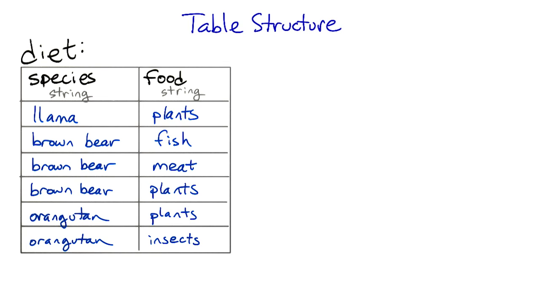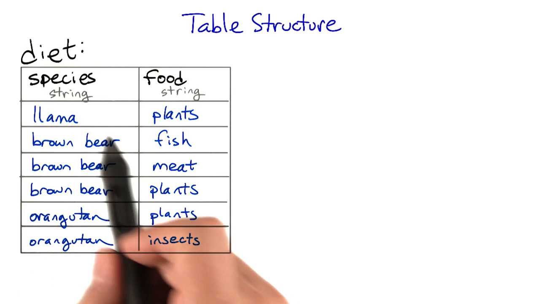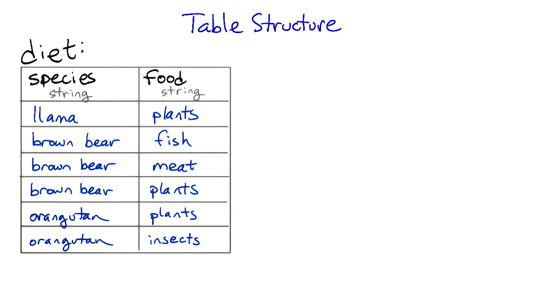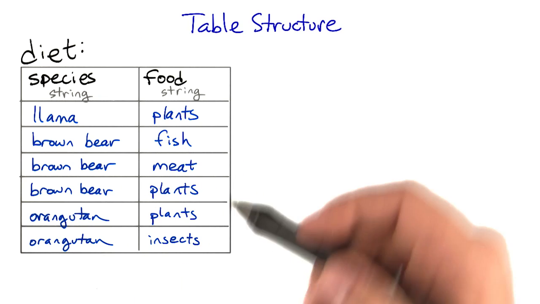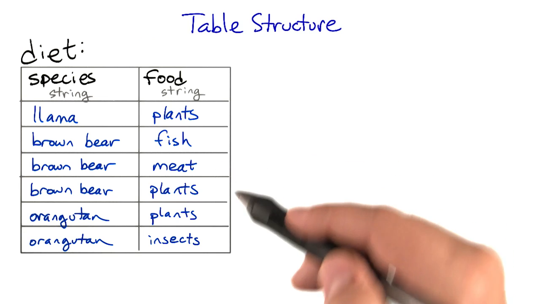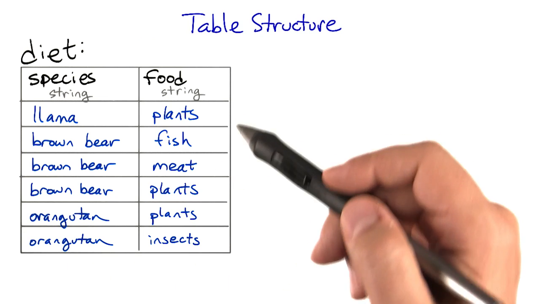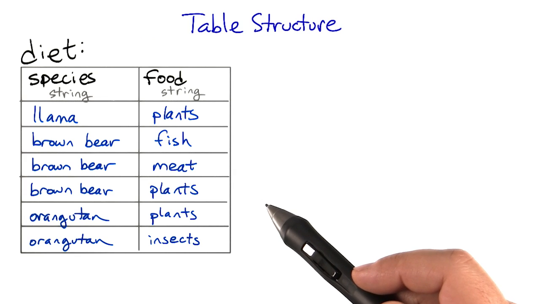This table is about animals and what they eat. Unlike some tables we've seen before, this one sometimes has the same value in some of the cells, with different values over here. This is how we say things like brown bears eat fish and meat and plants in a database table. We split that sentence out into multiple sentences, which make multiple rows in the table.